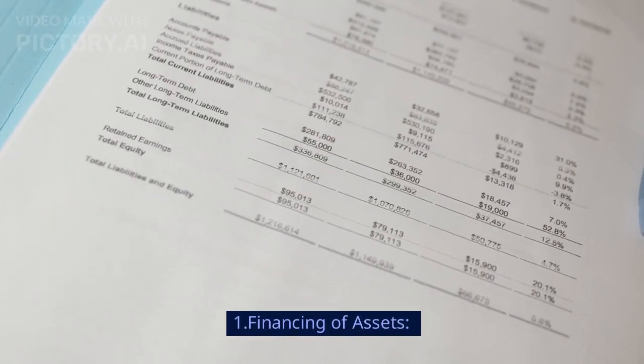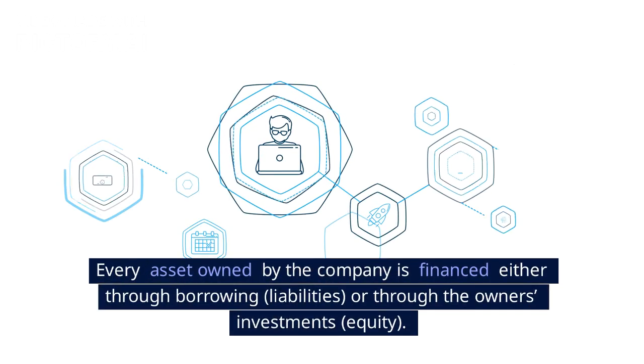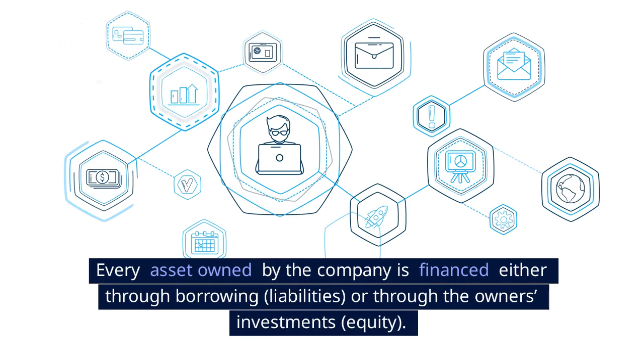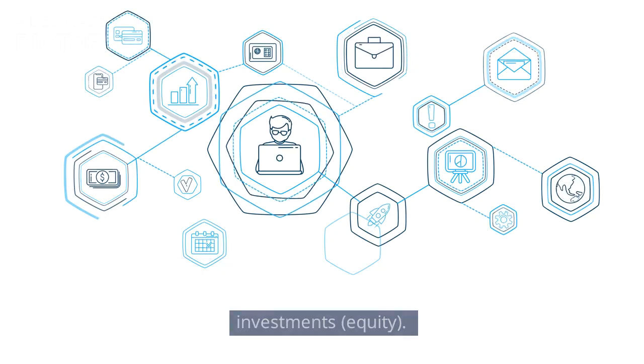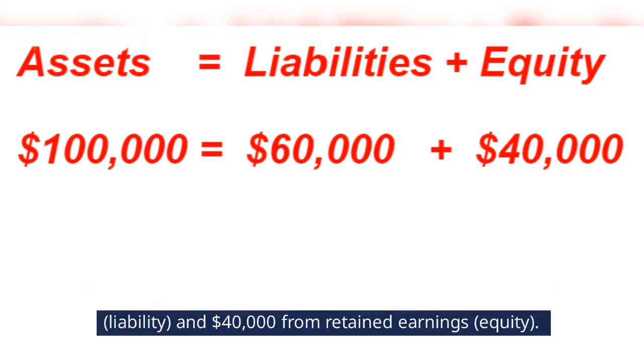1. Financing of assets. Every asset owned by the company is financed either through borrowing, liabilities, or through the owner's investments, equity. For example, if a company buys a piece of equipment worth $100,000, it might finance it with a $60,000 loan, liability, and $40,000 from retained earnings, equity.